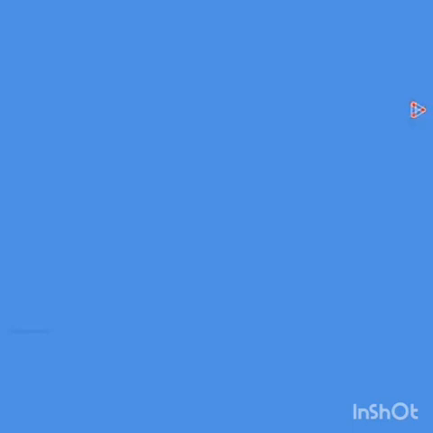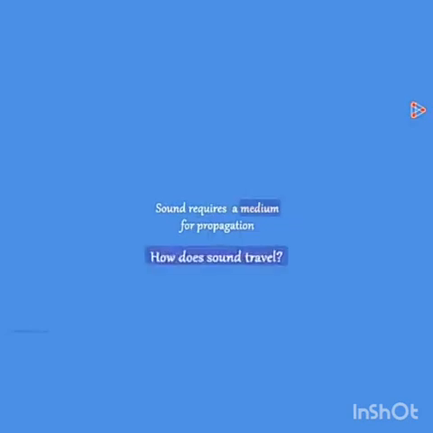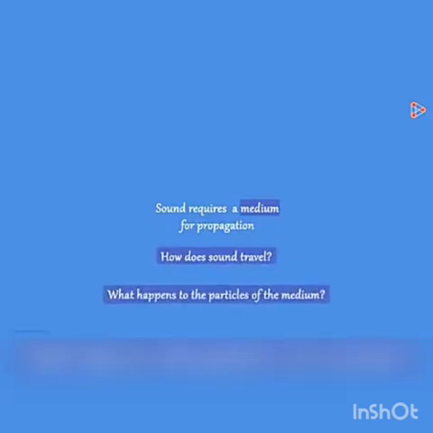In our previous video, we studied that sound needs a medium for propagation. That is, it requires some medium to travel from one place to another. But how does it really travel through the medium? What happens to the particles of the medium?